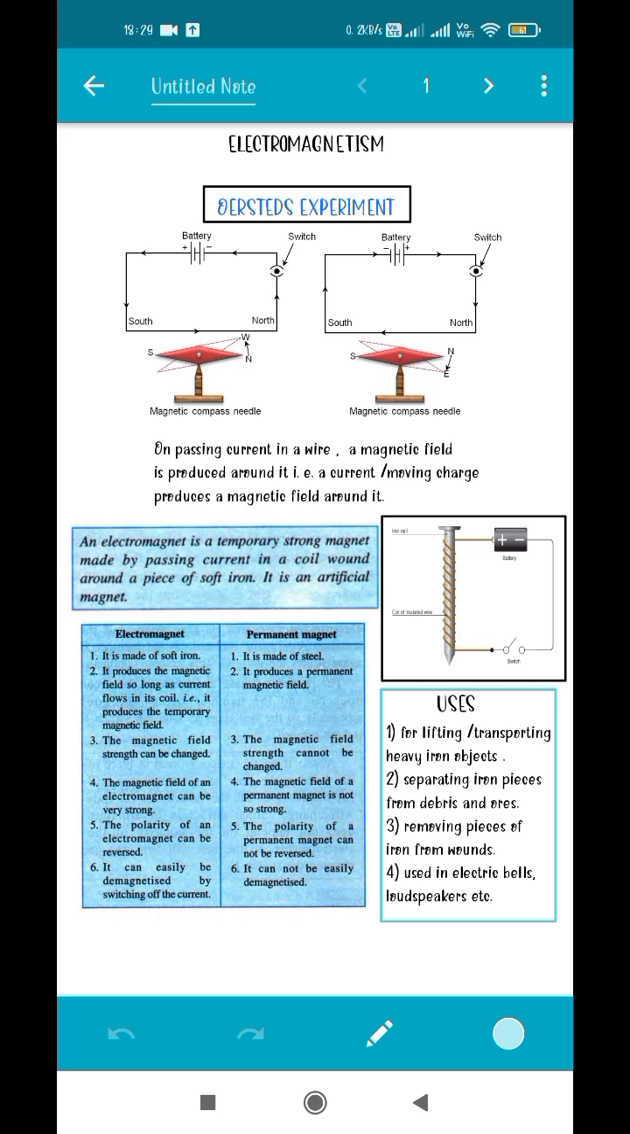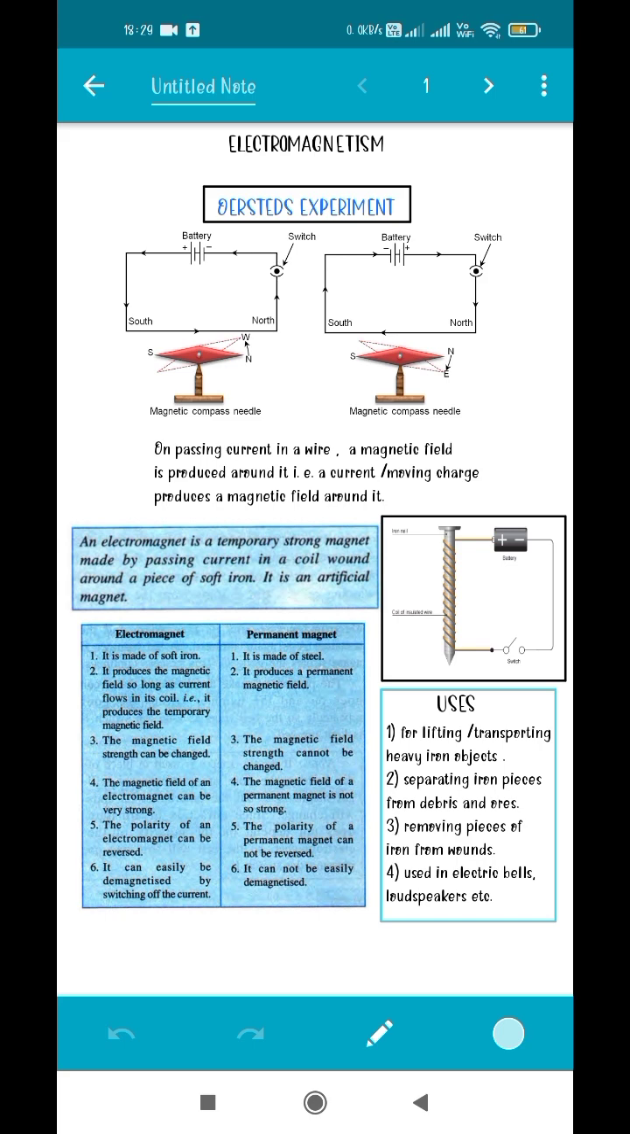So what did he do? He made a circuit as shown, and he placed a compass which would show whether a magnetic field is present or not. It will start rotating if there is a magnetic field present. As soon as he turned on the switch, he saw that the magnetic compass needle was rotating. So from here he got the idea that whenever current is flowing through any circuit or through a wire, it will behave like a magnet. There will be a magnetic field produced by it.